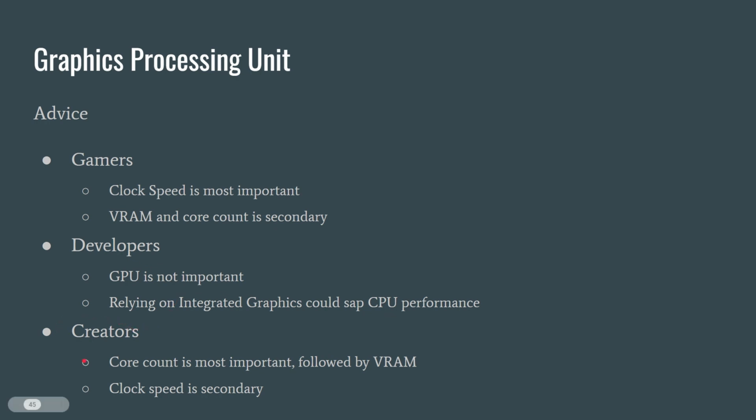For creators, actually core count is very important, followed by VRAM. If you're doing things like 3D modeling especially, and doing renders, you really care about core count. Having a lot of CUDA cores or a lot of compute units will make those renders way faster. You will see some benefits from clock speed, but it's secondary compared to good core counts. And if you go on Open Blender for all their benchmarks, you'll see that the best GPUs for 3D modeling typically have better core counts.